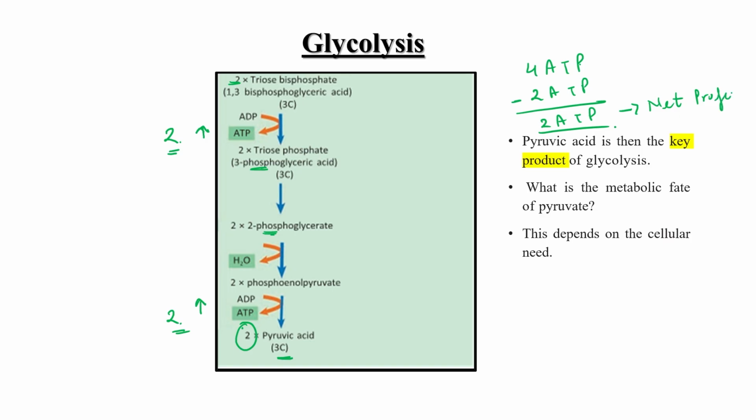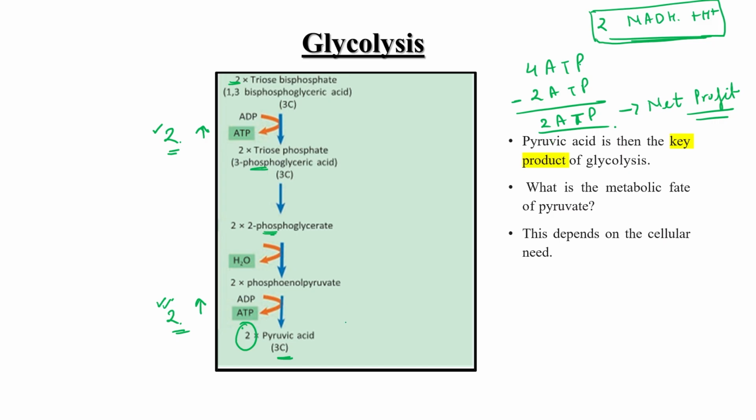Net profit, 2 ATP, because initially we have invested 2 ATP and a total of 4 ATP we have generated, right? And 2 molecules of NADH we have generated, and this is converted into ATP molecule in mitochondria in another pathway. It requires mitochondria, and this glycolysis occurs only in the cytoplasm. So here only 2 ATP is our net profit.